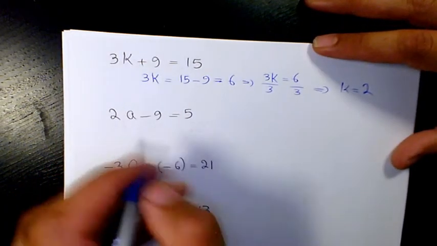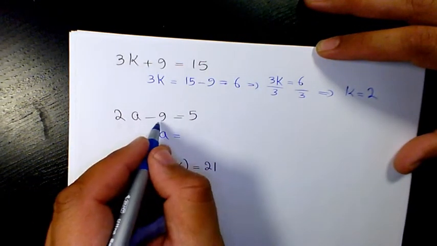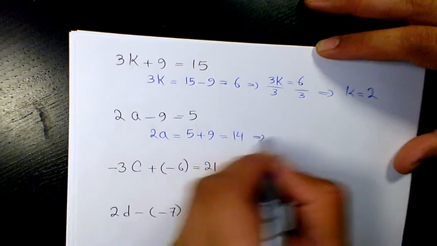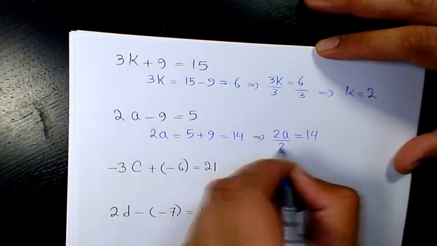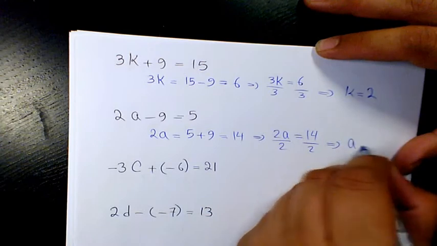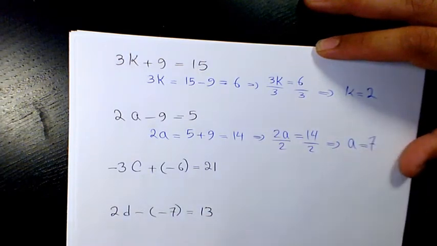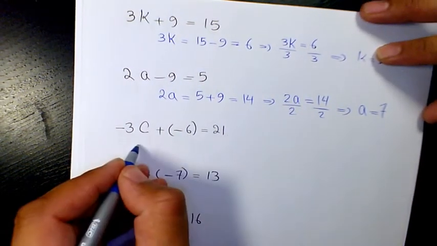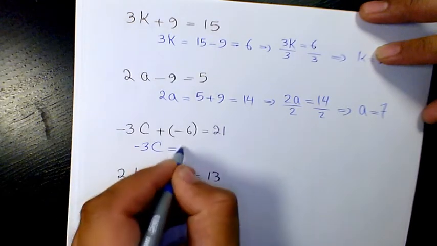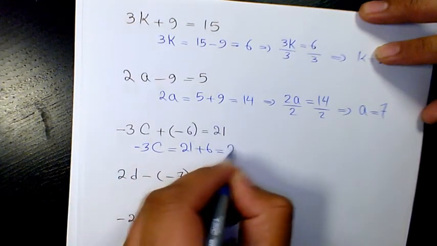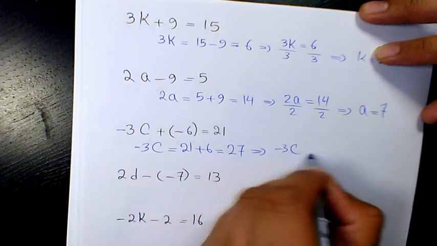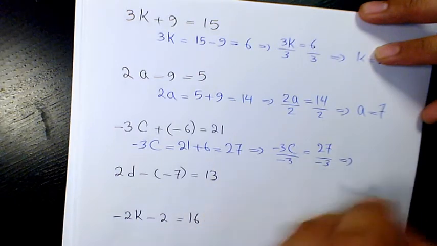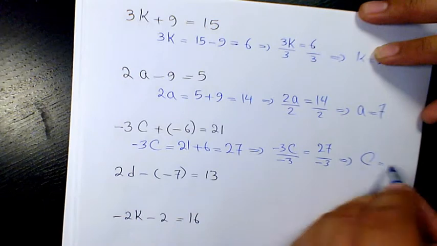2a minus 9 equals 5, so we can keep 2a on the left hand side and negative 9 to the other side, so it becomes positive. 5 plus 9 is going to be 14, so 2a equals 14. We need to divide both sides by 2, so 2a divided by 2 is going to be a. 14 divided by 2 is going to be 7. Negative 3c minus 6 equals 21, so we have negative 3c. Negative 6, when you move it to the other side, is going to be positive. So it's 21 plus 6 is going to be 27. So we have negative 3c equals 27. Negative 3c divided by negative 3 is going to be c. 27 divided by negative 3 is going to be negative 9.